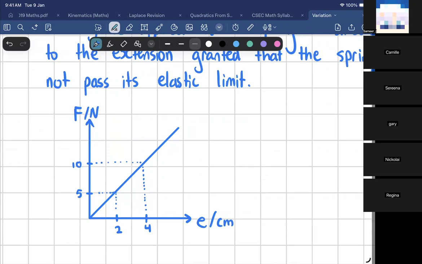Yeah, they're directly proportional. Exactly, because if I increase force, it directly affects extension. That makes logical sense, right? Everybody understand that or no? Do we understand the premise of directly proportional relationships? Like if one increases, the other one would increase as well.